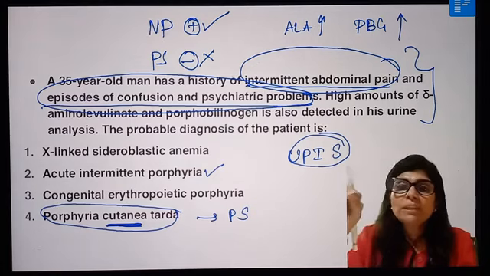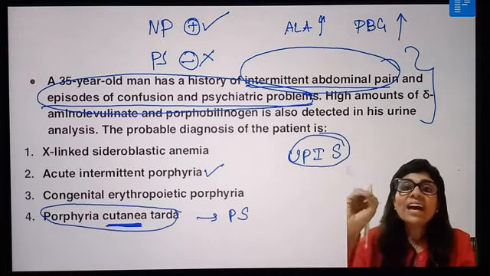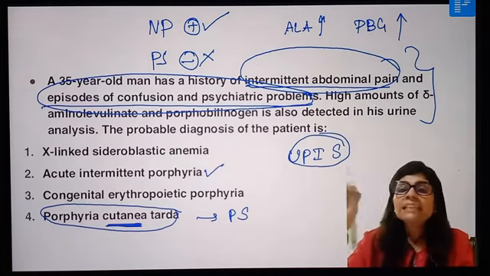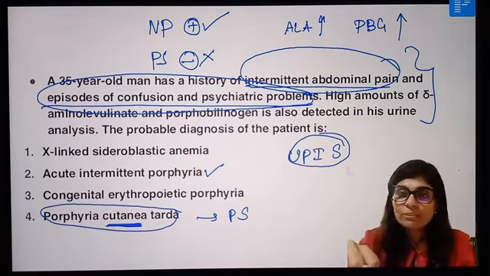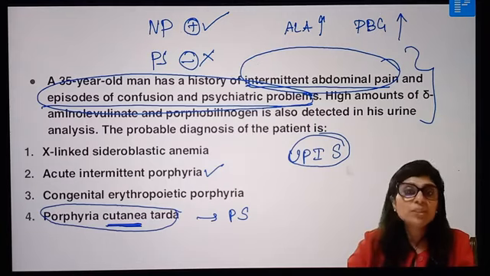So let me repeat this. For you to make a diagnosis of porphyria as acute intermittent porphyria, there should be neuropsychiatric manifestations without photosensitivity, with elevation of both ALA and PBG.